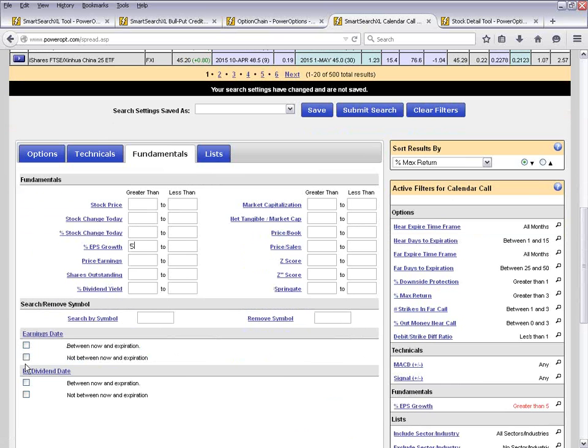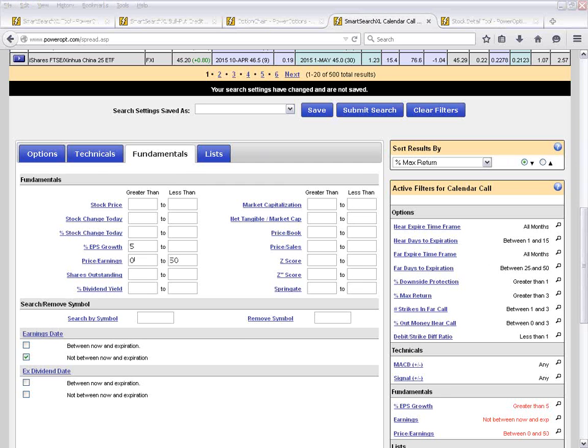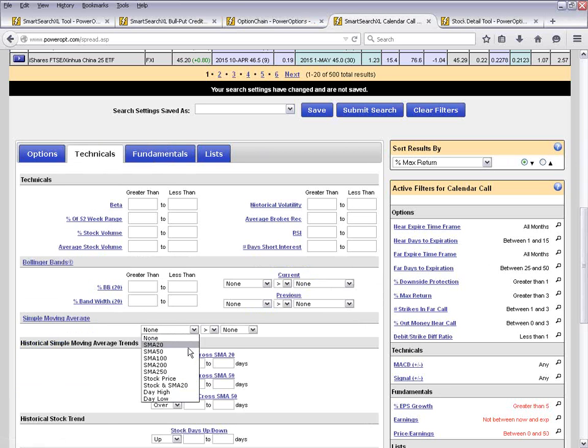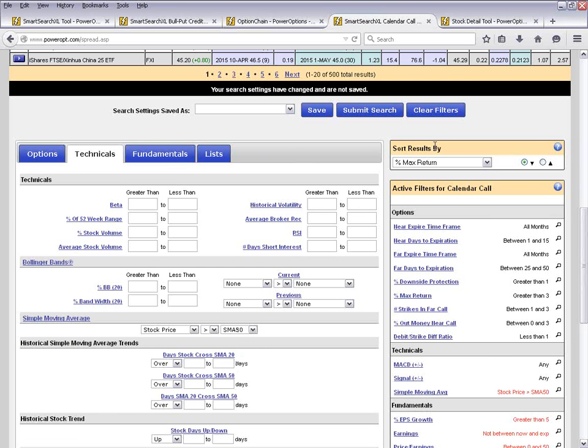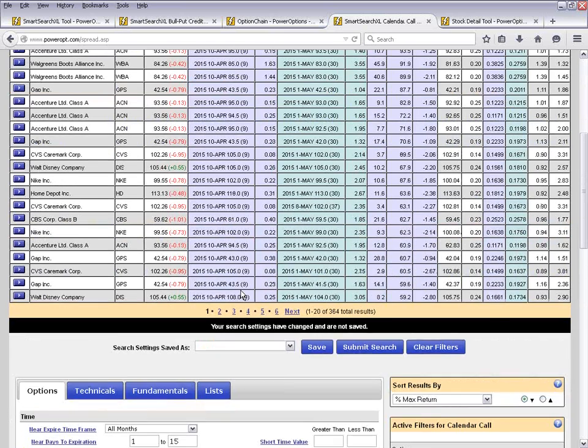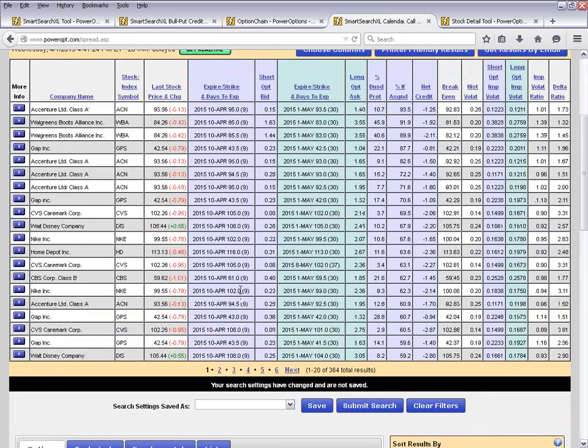We might look for stocks that have good growth. I might want to avoid earnings between now and the expiration date. We might want to look for a good PE ratio, 0 to 50, for example. And, of course, I may also want to go to the technicals here and look for stocks in an uptrend. Maybe the stock's trading above the 20-day or the 50-day moving average. So let's narrow that down. Might not get any at this point. Oh, 364 didn't narrow it down as much as I wanted to.